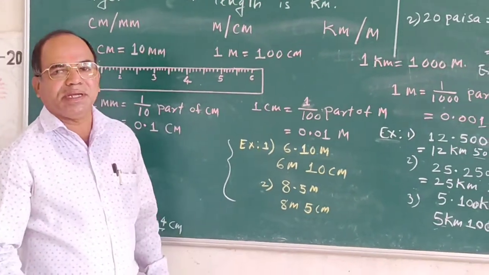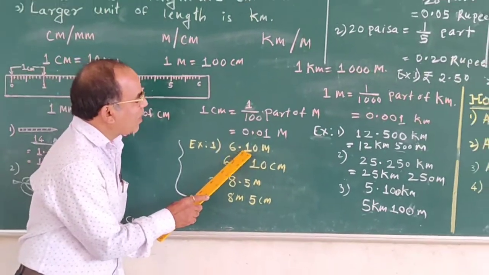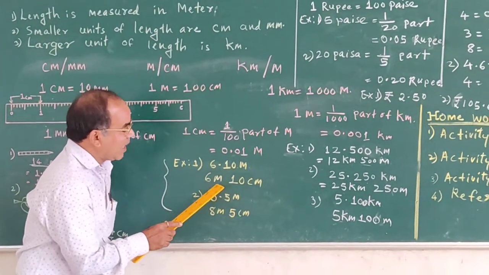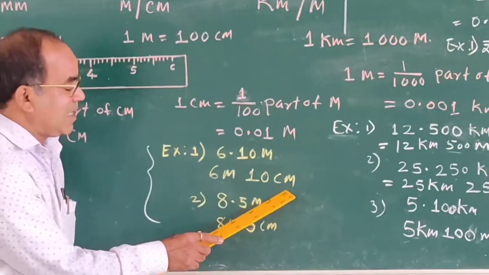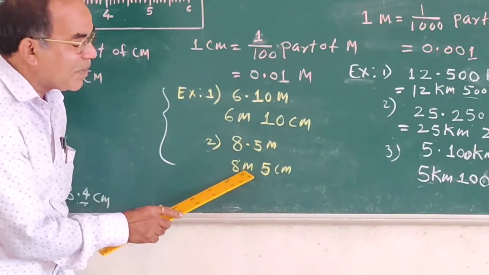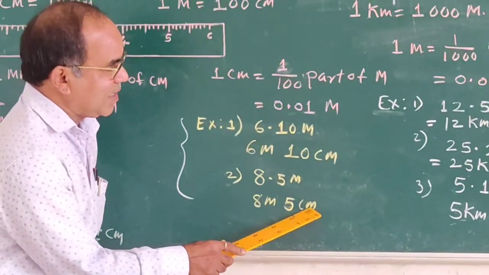So it will be measured in meter. So it is 6.10, that means 6 complete meters and 10 centimeters. It can be written as 6 meter 10 centimeter. One more example, 8.5 meter, that means 8 complete meters and 5 centimeters.